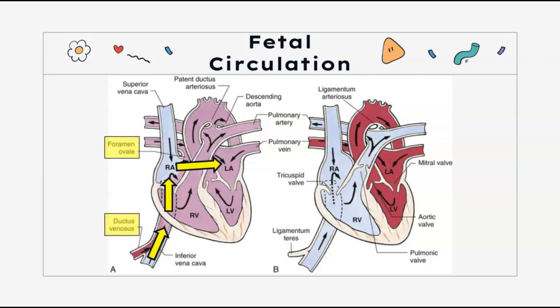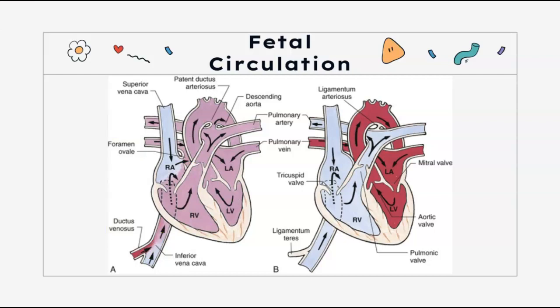The foramen ovale is one way that fetal blood can bypass the lungs. There will be some blood that comes back through the pulmonary vein into the left atrium, and then through the left atrium to the left ventricle to be pumped through the aorta to the head and the upper extremities.